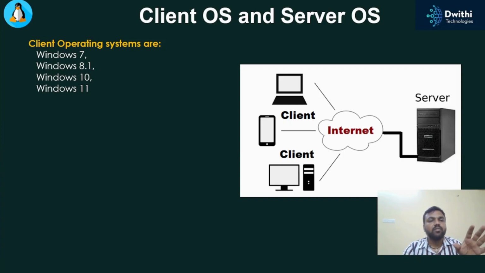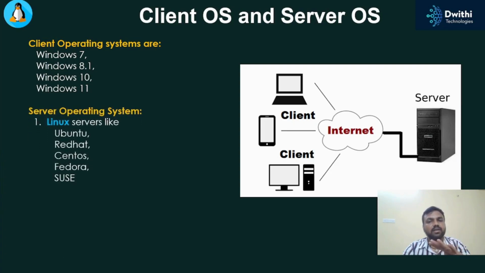Client level operating systems are Windows 7, Windows 8.1, Windows 10, Windows 11, Windows XP, all of these things. Okay, client level operating systems. You will understand in detail at a later point. But yeah, server level operating systems are Linux servers like Ubuntu, Red Hat, CentOS, Fedora, SUSE, Kali, whatever we have discussed. These are called server operating systems.